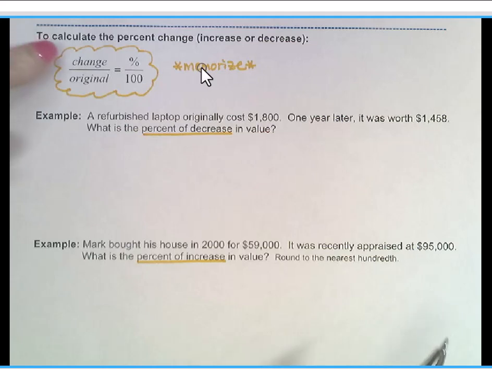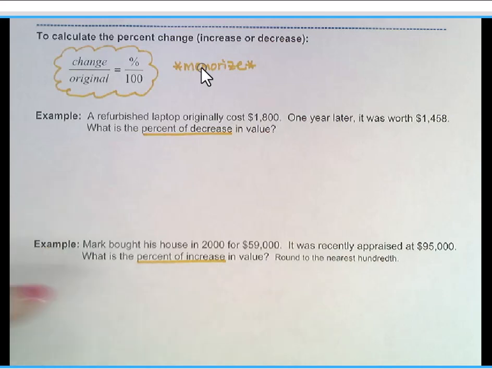You're always going to take the change, so the amount that the item either increased or decreased over the time period. The change always goes in the top, and then you're going to divide by whatever the original value was. The original always goes in the denominator. And then you just set it up against your n over 100 fraction, and then you solve a little proportion. So as long as you can remember the order that you put things on the left side, it should be a fairly easy problem to solve.